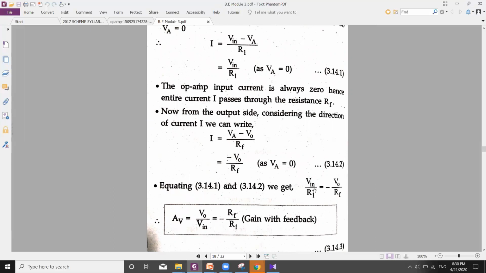V naught by V in is equal to minus RF by R1. This is called gain with feedback. Now, what is this minus sign signifying? This minus sign signifies the phase reversal.